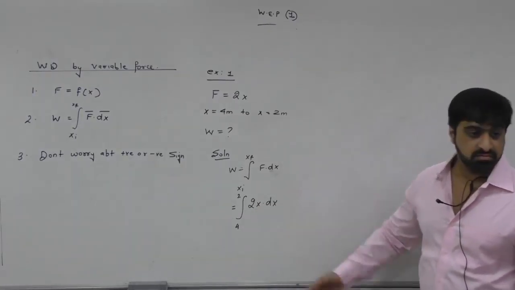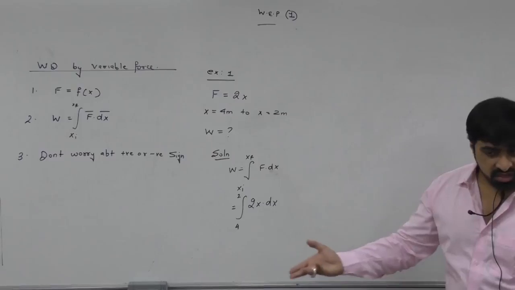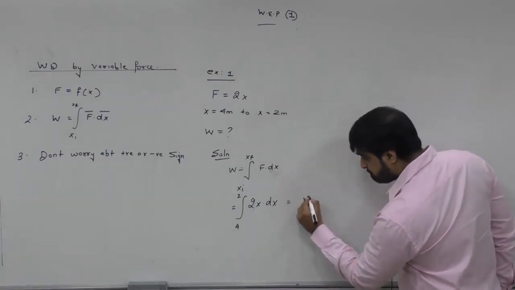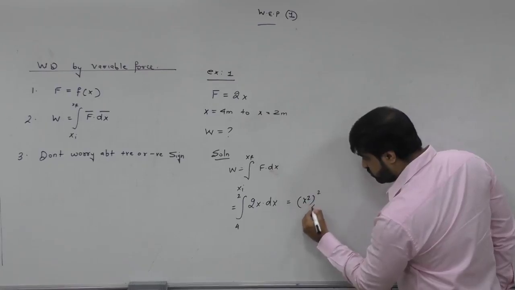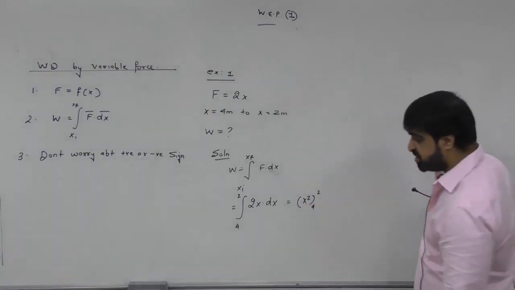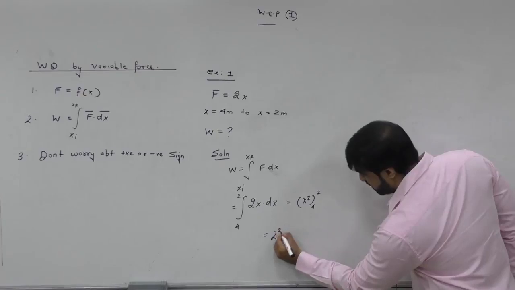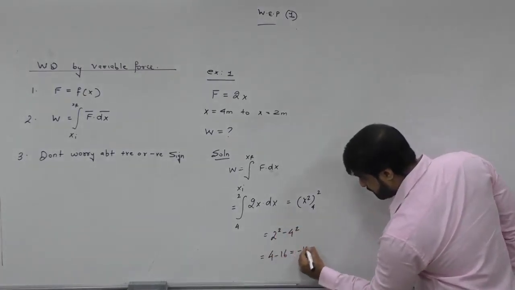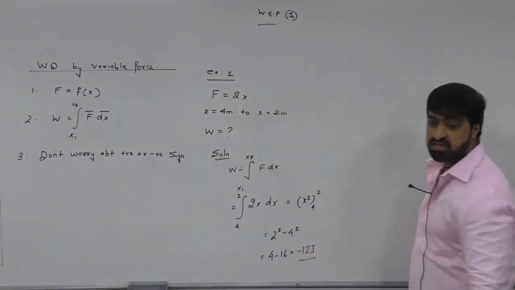Integration of x dx is x square by 2. The 2 will cancel, so it becomes x square, from 2 to 4, upper limit minus lower limit. It will become 2 square minus 4 square. You can see mathematics gives you the minus sign.